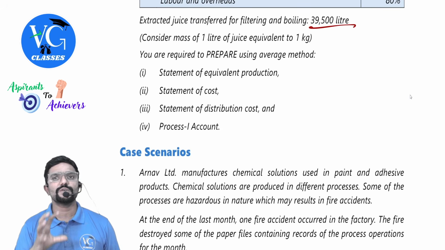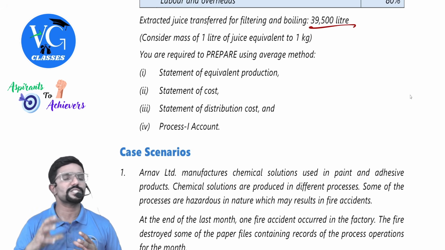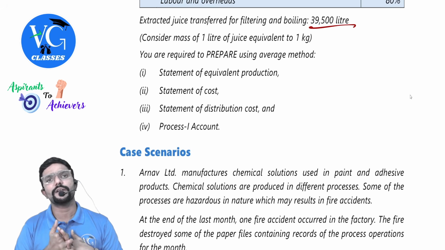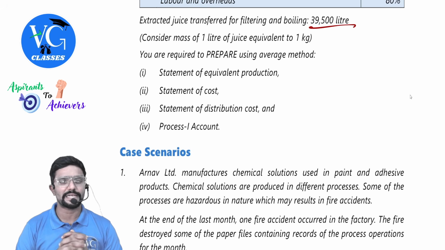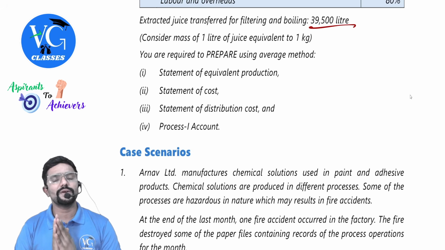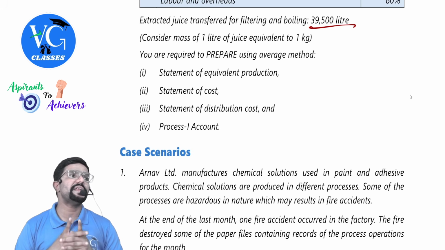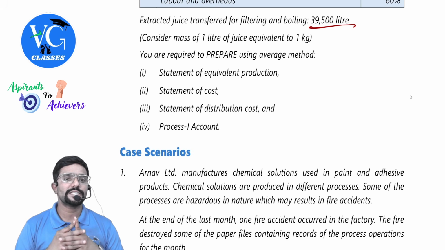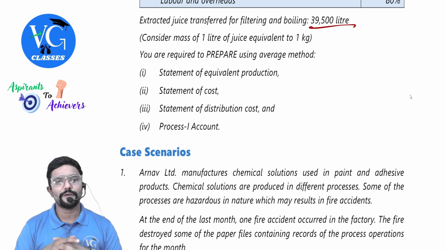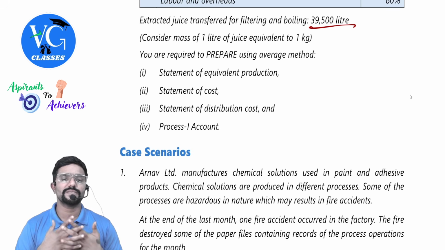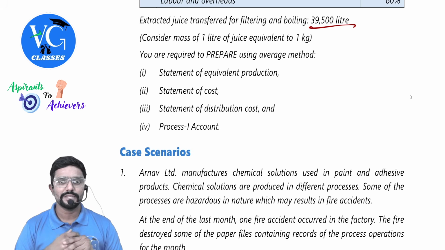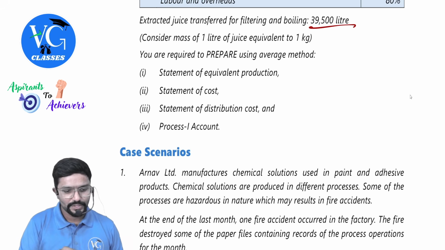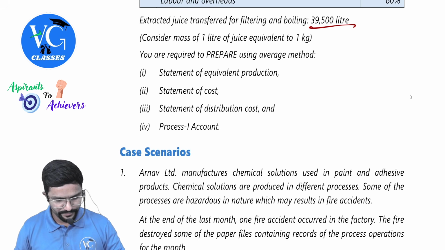Guys, whenever they ask questions on process costing, on equivalent production or cost per equivalent unit, it can be asked either for the average cost method, that is weighted average, or the FIFO method. Only these two possibilities are there. Whenever they use the word average method, it is understood to be the weighted average method. You are required to prepare, using the average method, the statement of equivalent production, statement of cost, and statement of distribution of cost, which is nothing but the statement of evaluation, for Process 1. We'll move to the solution.